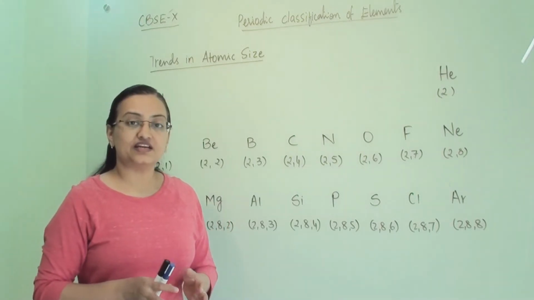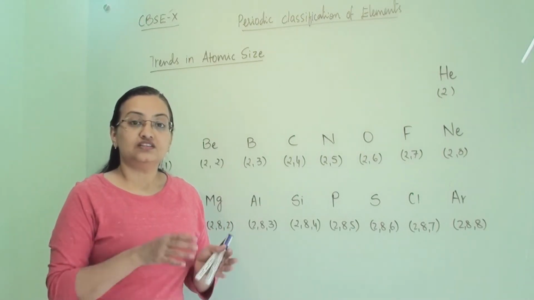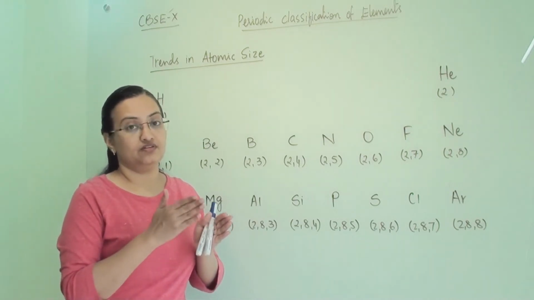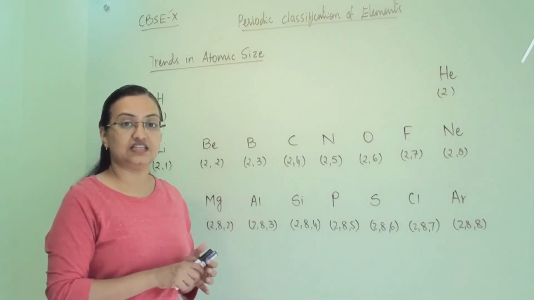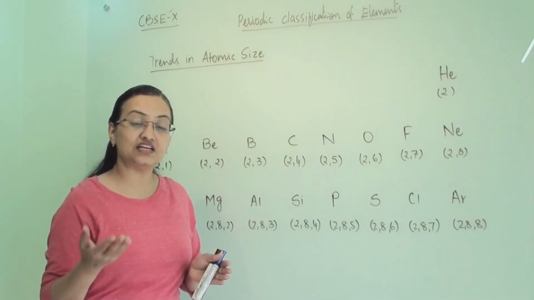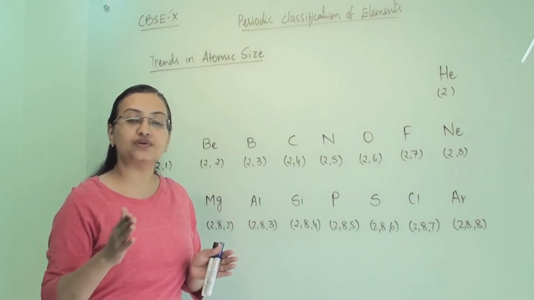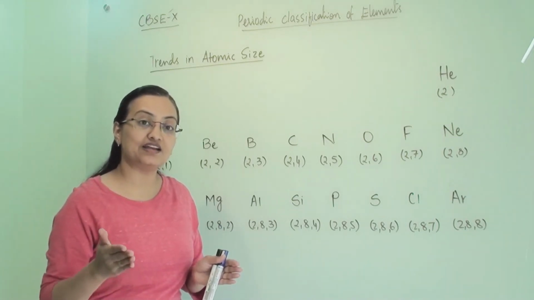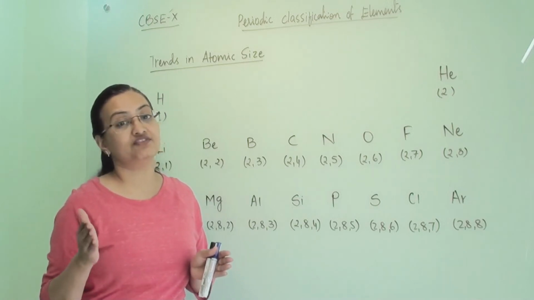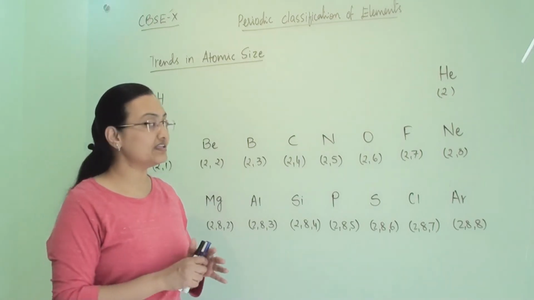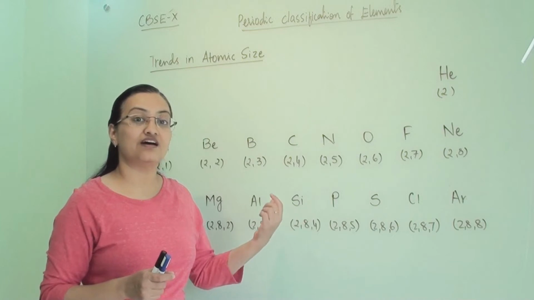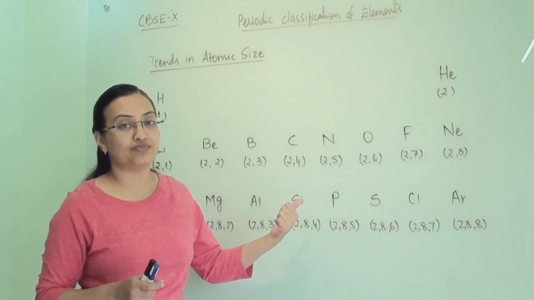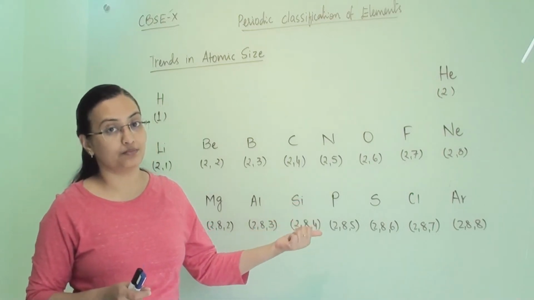In the trends category, we are going to learn the specific patterns of elements. If we choose atomic size, we will see whether atomic size is increasing or decreasing across the period or across the group, and we will understand the scientific reason behind that. Why we observe this kind of certain pattern in the periodic table when we arrange elements in increasing order of their atomic number.